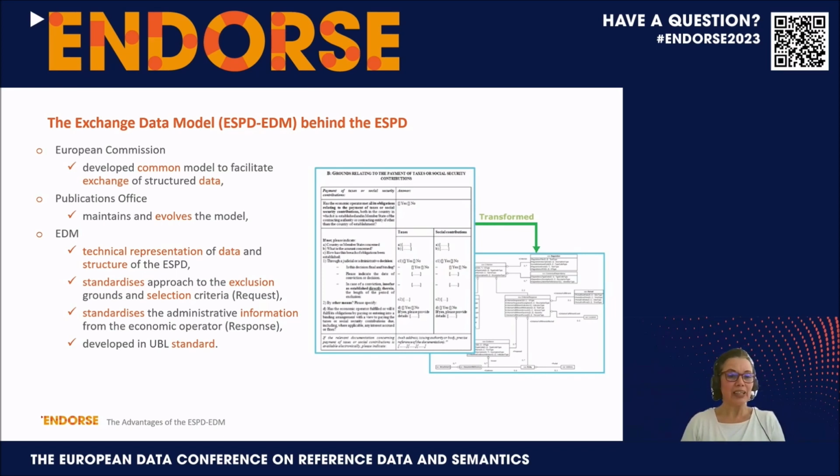The model is just the technical representation of the data and of the structure of the ESPD form. It takes the exclusion grounds and the selection criteria from the request, from the contracting authority, and gives them a standardized approach. It does exactly the same with the administrative information that comes from the economic operator in the response, the answer they send to the request. The model is based on the UBL standard.